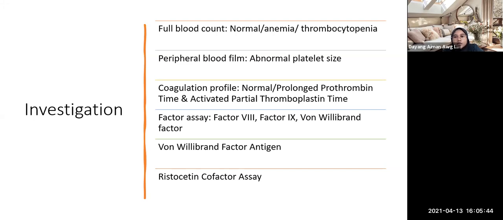And then for coagulation profile, we can look at the PT, prothrombin time, and activated partial thromboplastin time. It can be normal or prolonged. And then next, specifically factor assays, factor 8 and factor 9. Any deficiency in factor 8 will suggest hemophilia A, factor 9 deficiency hemophilia B, and then von Willebrand factor antigen, specifically for von Willebrand disease.